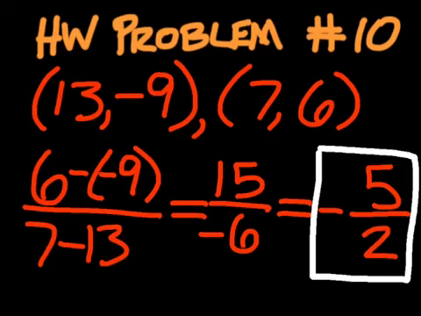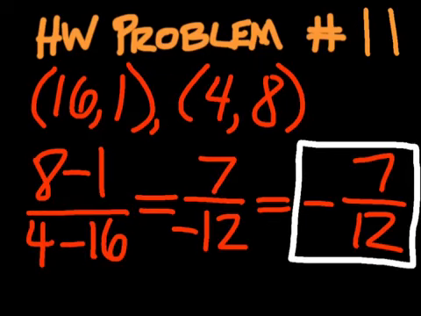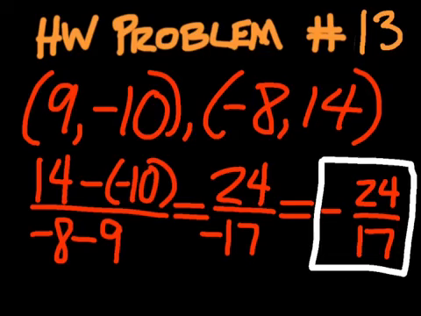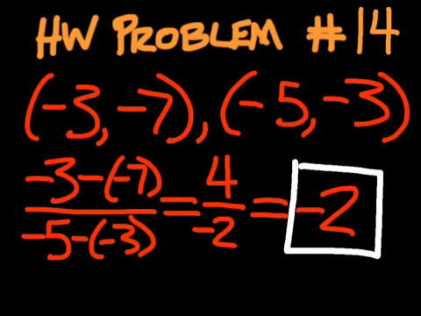Number 10 is negative 5 over 2. Number 11 is negative 7 over 12. And number 12 is negative 7 over 2. Number 13 is negative 24 over 17. Number 14 is negative 2. And number 15 is negative 2/11.